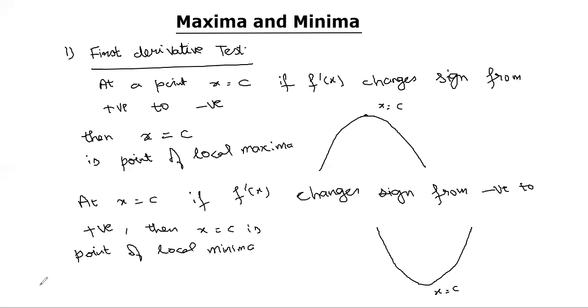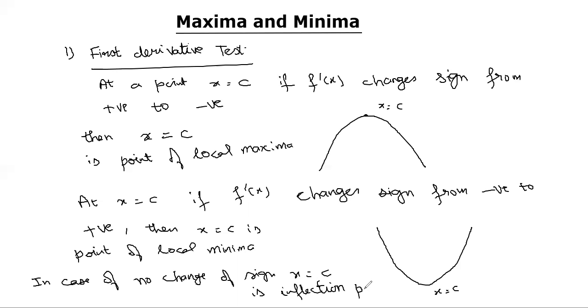In case of no change of sign, there must be some behavior. If there is no change of sign, then such a point is called an inflection point. At an inflection point, the function was either still increasing, but it changes some direction, or it was still decreasing and there was a change in the direction of the function, but the function keeps increasing or decreasing respectively here as well.